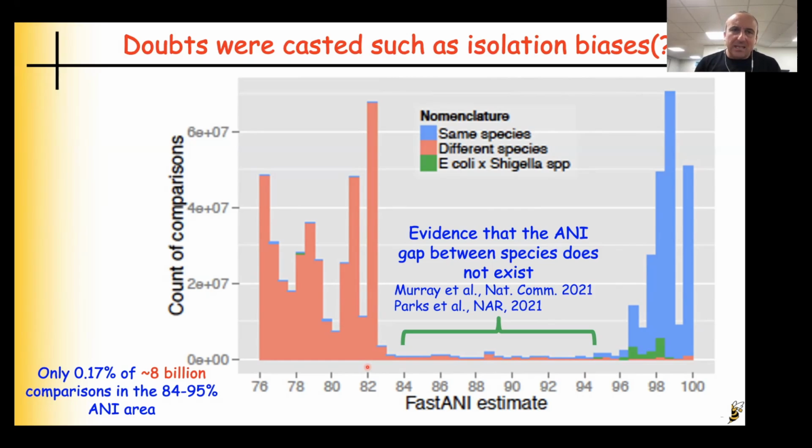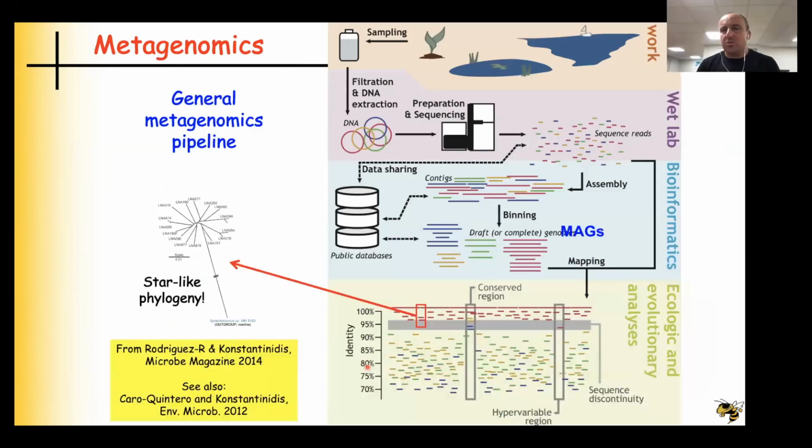But to further address that point, we switched to metagenomes, because when you study a natural population with metagenomes, you shouldn't have any cultivation biases. The approach we took is shown here on this graph.